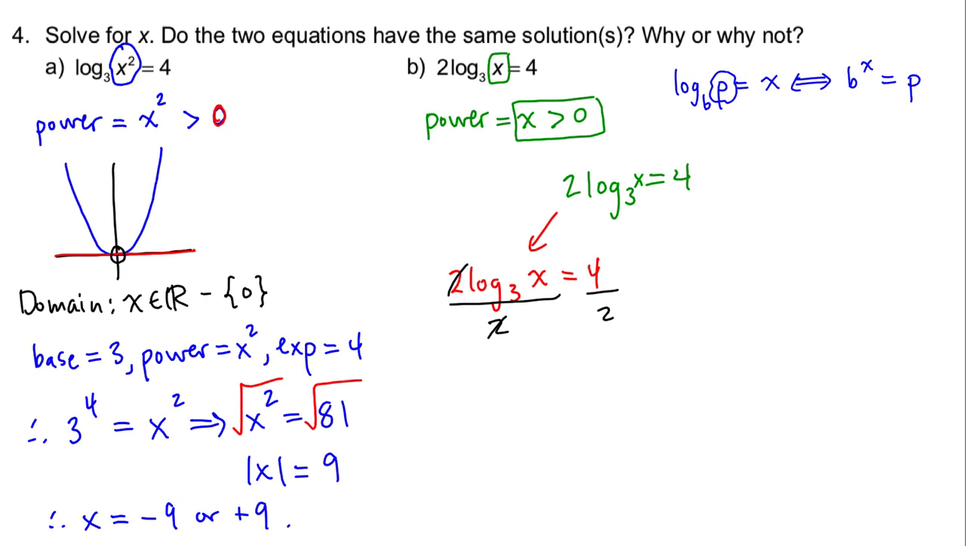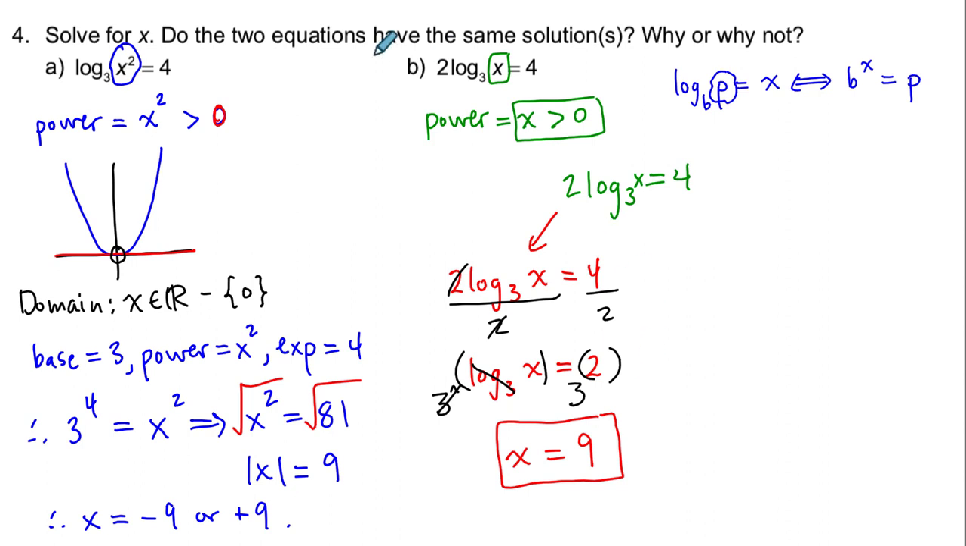And so we end up getting log base 3 of x is equal to 2, and now we can exponentiate both sides of the equation. In other words, we can make both sides an exponent that we put on the base of 3. Now 3 to the and log base 3 cancel, leaving us with just x. And on the other side we get 3 squared, which is 9.